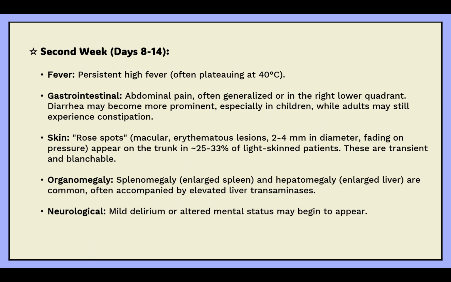Organomegaly is common with both splenomegaly and hepatomegaly, often accompanied by elevated liver transaminases. Finally, neurological changes may begin to appear, manifesting as mild delirium or altered mental status.